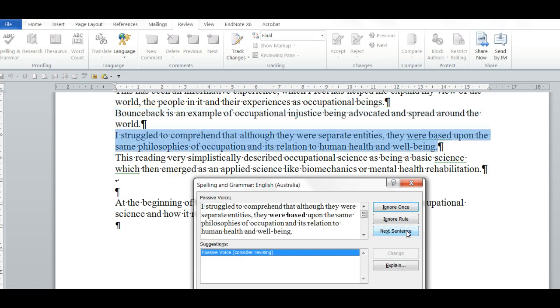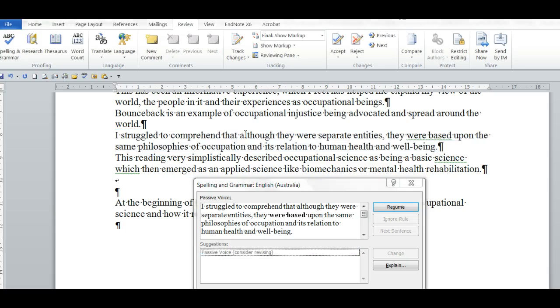Similarly here, they were based upon the same philosophies of occupation. I struggle to comprehend that although they, now I would argue, what are you talking about? They and they. I will sometimes say to you, they who, they what? Okay, so I suggest that this was probably ideas or things like that. But again, you're personifying something that I need to know what you mean. Like they, people, they, students.